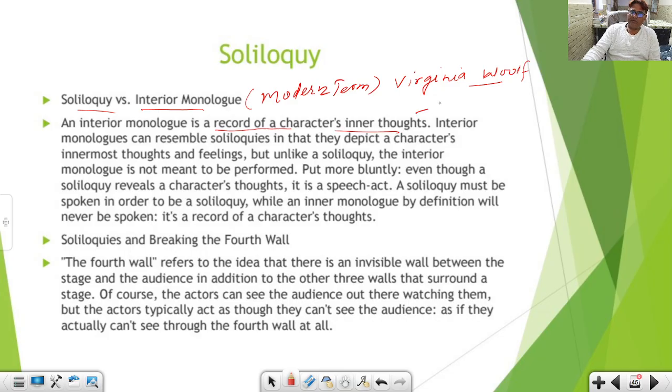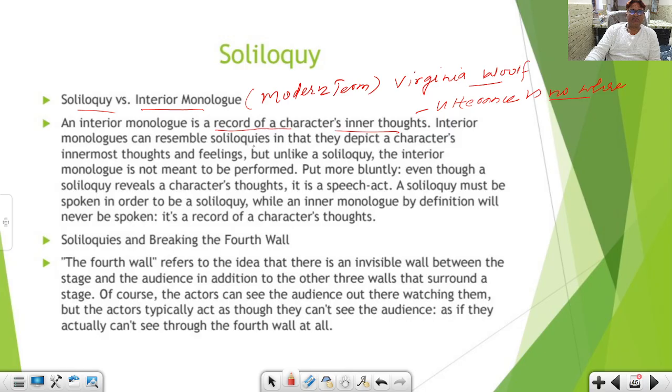But utterance is nowhere. Now see the difference. Utterance is nowhere. That is, the character does not speak out. The character does not express what is going on inside him or her. So that is the recording of the internal, inner thoughts.